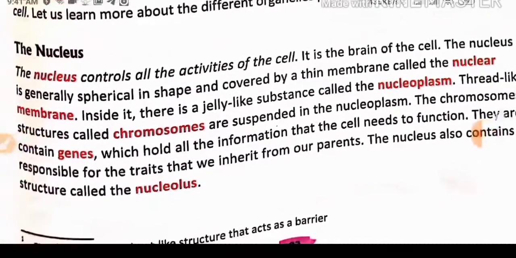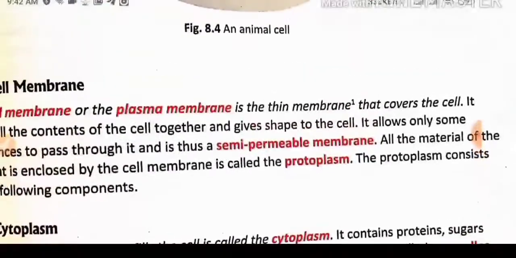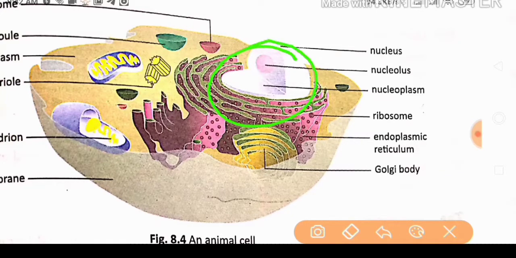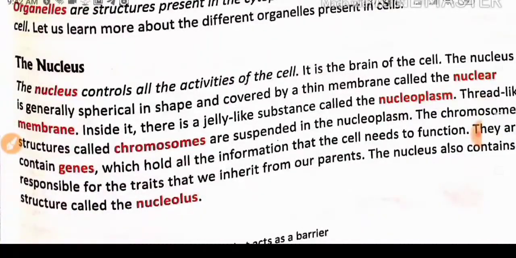The nucleus is generally spherical in shape and covered by a thin membrane called the nuclear membrane. You can see here, this is the nucleus. Inside it there is a jelly-like substance called the nucleoplasm. Thread-like structures called chromosomes are suspended in the nucleoplasm.